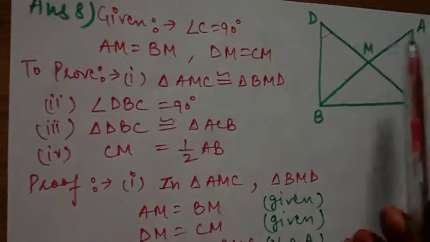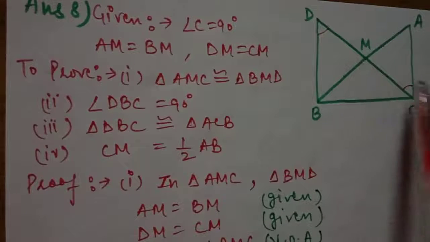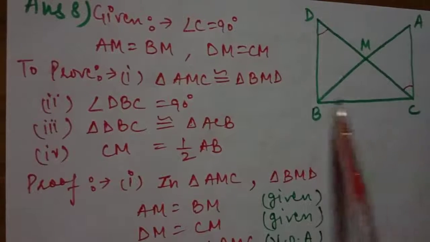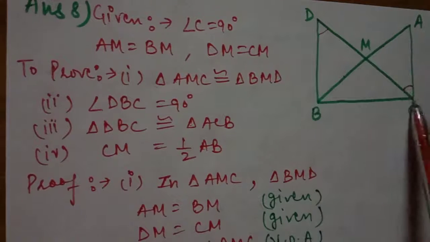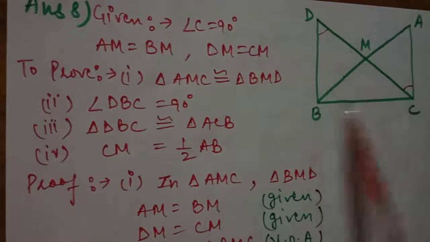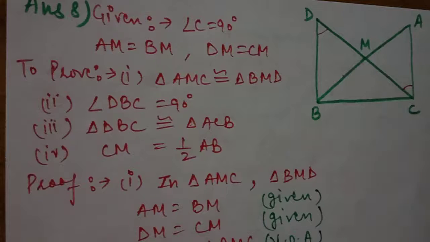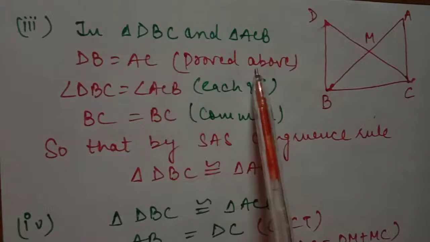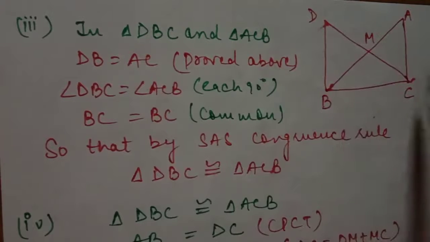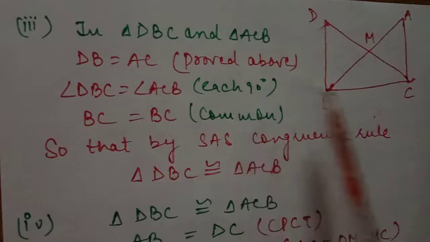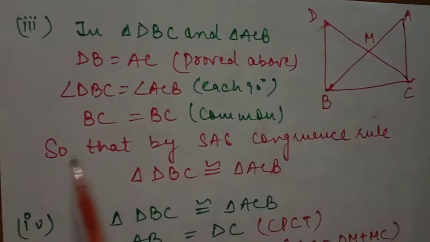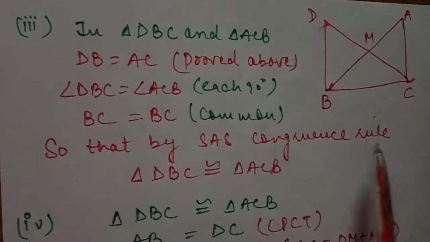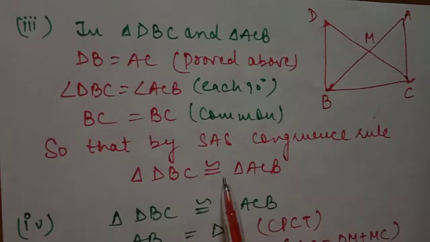So students, the third part in our question is: triangle DBC and ACB are congruent. Let me check from your diagram. DBC and ACB, we have to prove these two triangles are congruent. So first of all, DB is equal to AC, proved above. Angle B and angle C are equal to each other, 90 degrees, and BC is common. So by the SAS congruence rule, both the triangles are congruent to each other.